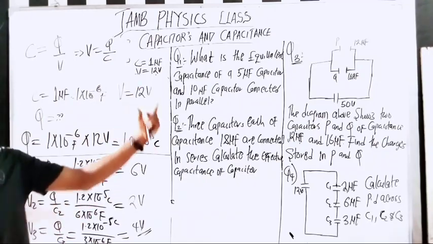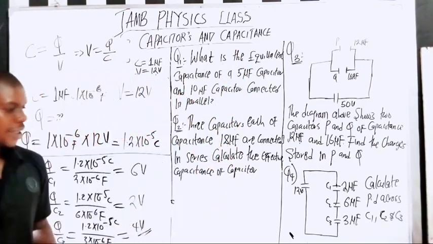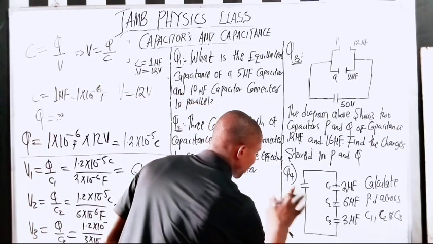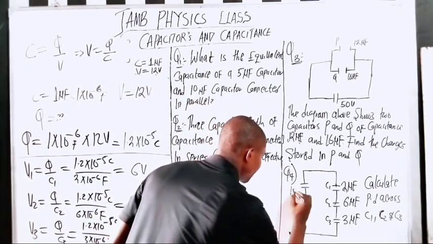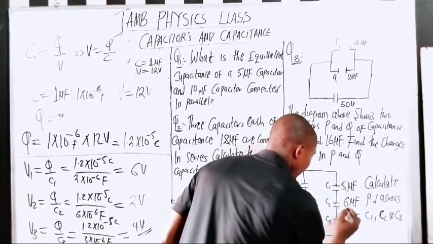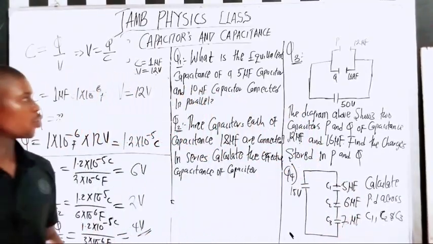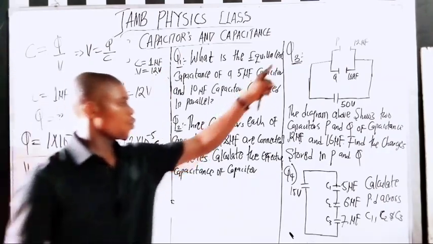So we have answered question 1, question 2, question 3, and question 4. Now if I should change the voltage to 15 volts, and here we have 5, 6, and 7, what will be the answer here? So do question 1, question 2, question 3, and question 4 for me.